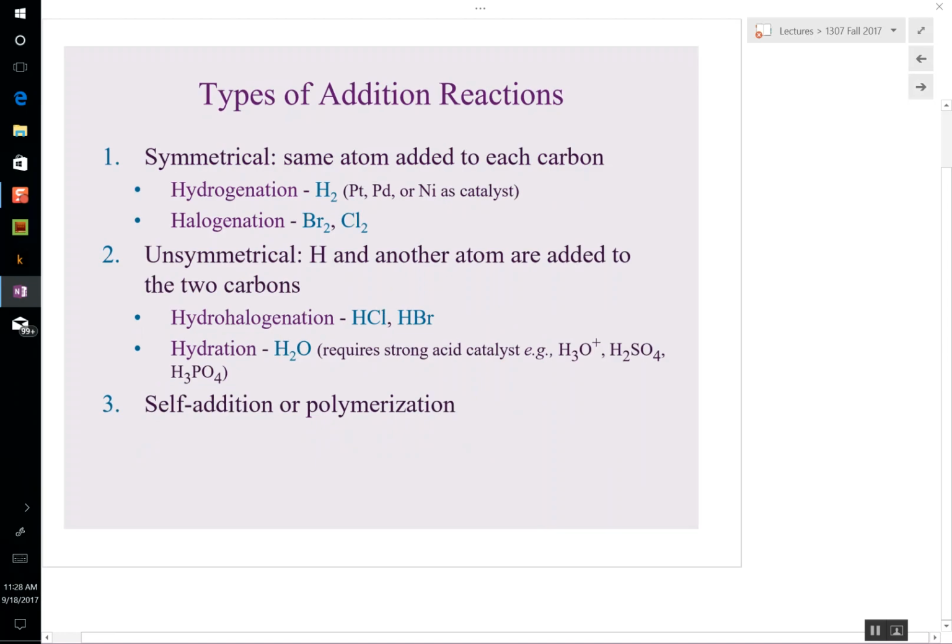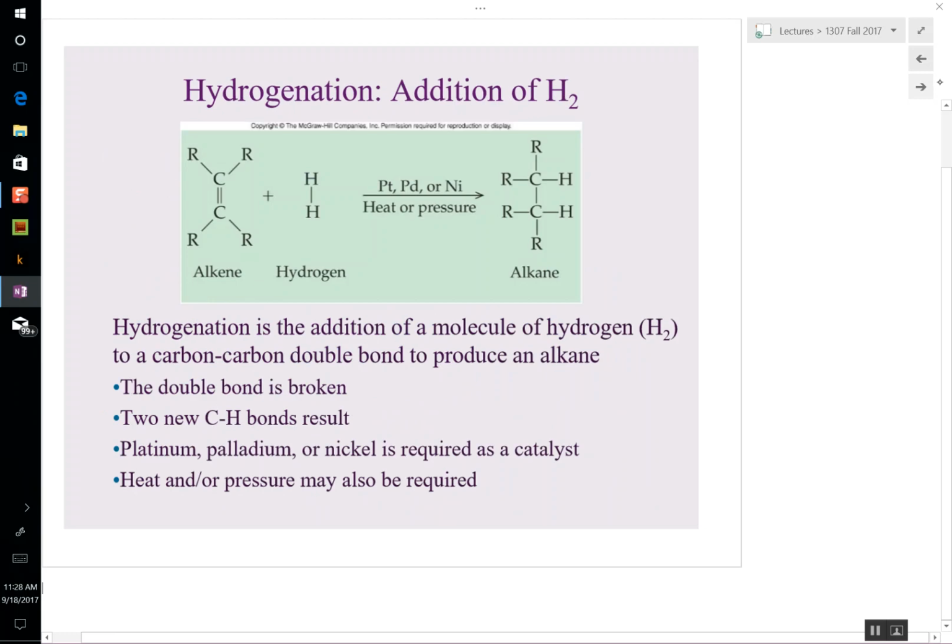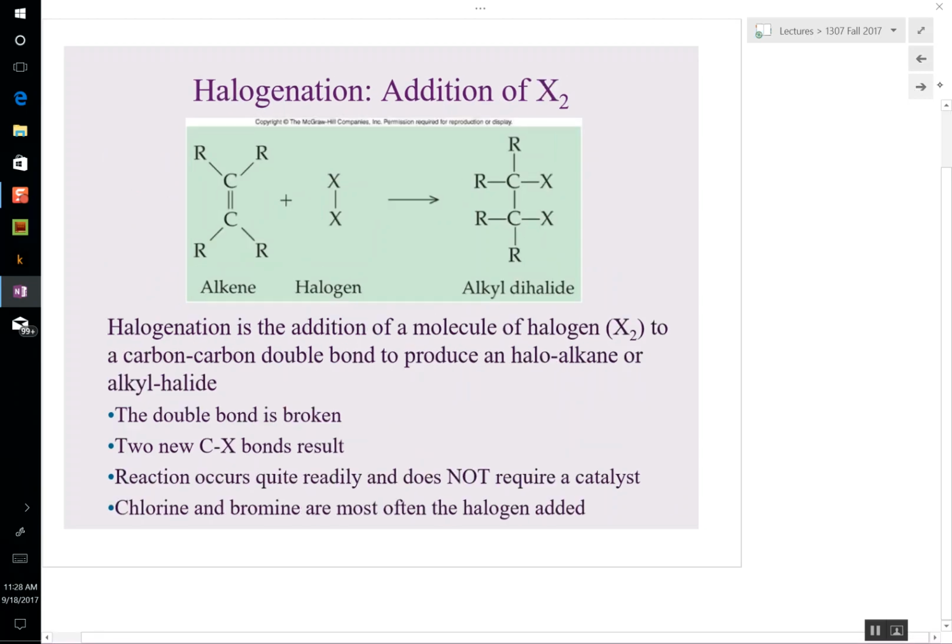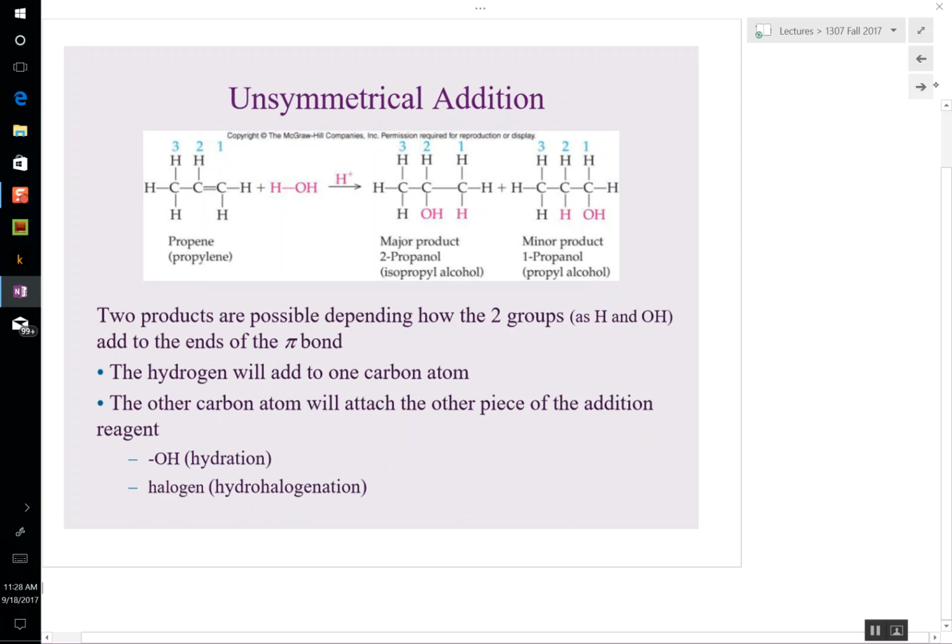Last week we talked about symmetrical and unsymmetrical reactants, hydrogen being symmetrical, halogens being symmetrical, water being unsymmetrical, and here's your isopropyl alcohol right here, and your propyl alcohol, or 1-propanol, 2-propanol, and Markovnikov's rule. Did we go through that? No, we didn't. Okay. You got to know Markovnikov's rule.